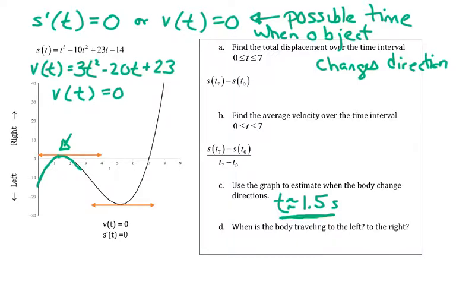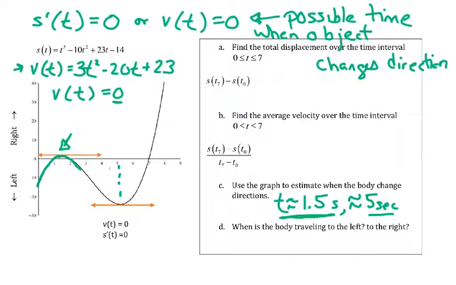And then we also have a change in direction down here when t equals approximately 5 seconds. So I did solve this equation with the quadratic formula for getting the zeros, and then just approximated my answer. But we're just asked to use the graph.